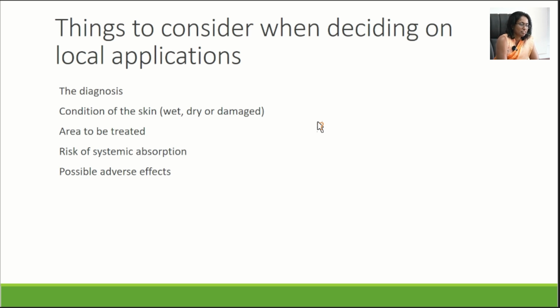Then the second thing to consider is the condition of the skin, whether it is wet, dry or damaged, and the body region to be treated. Obviously, the absorption of local applications from the palm is not going to be similar to the absorption from the axilla, right? And then the risk of systemic absorption, which is mostly related to the area to be treated, and the possible adverse effects of what you are going to do.